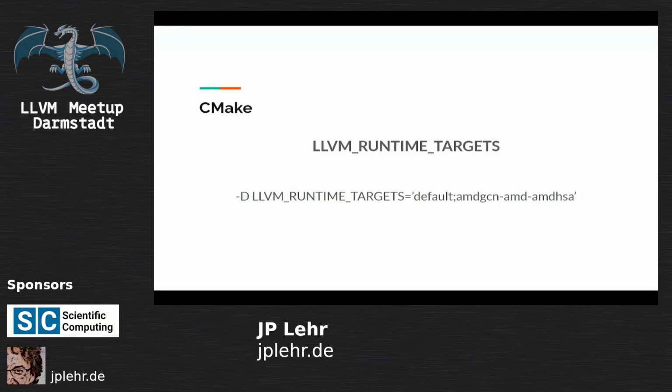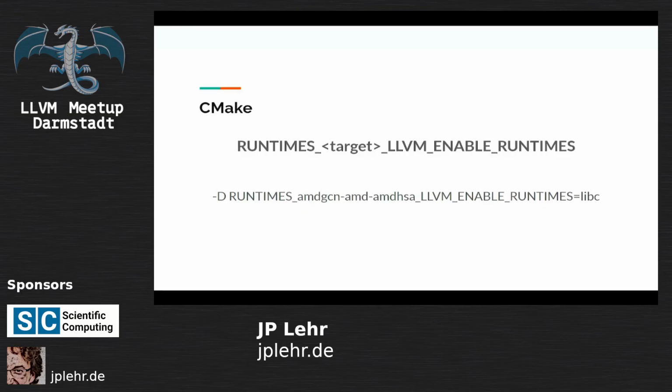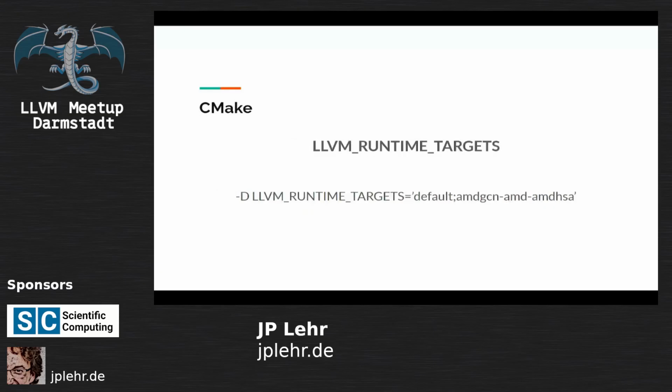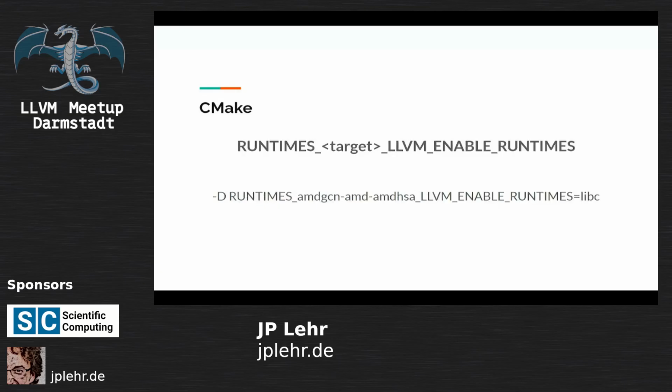And then, let's see if my memory serves me right, there's an even more obscure option where you have runtimes underscore, then the target, and then underscore LLVM enable runtimes. This is for a given target that you mentioned here. You can specify which runtimes you actually want to enable in that cross compilation scheme. Yes, it's completely messed up, and there's actually now an option, just -D, I think it's LLVM enable GPU libc or something, that will do all of this for you.